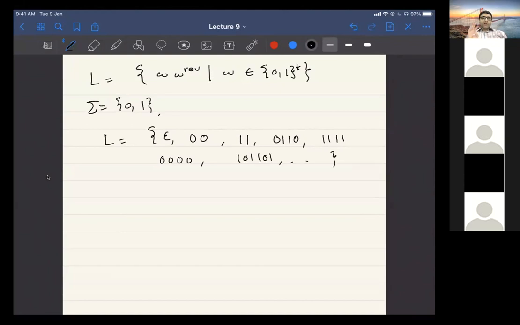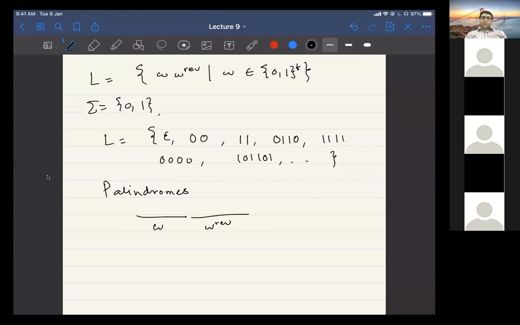So all those strings which are symmetrical from the middle. These are the strings which we call palindromes. We have one string and the same string reversed here. So this is W and this is W reverse. And this also suggests that the length of every string in L would be even, because a string has the same length as its reverse. So if you add two same numbers, then you always get an even number.